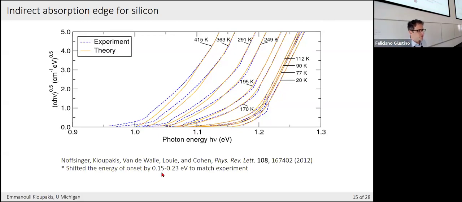So in order to compare to experiment, we just had to manually shift the onset of the absorption to match experiment, both because we didn't have enough accuracy in our calculations, and also because we were missing the zero-point corrections and the finite temperature effects due to phonons. But once you correct for the onset, you see how we get this beautiful agreement with experiment for the absorption spectra of silicon near the onset.